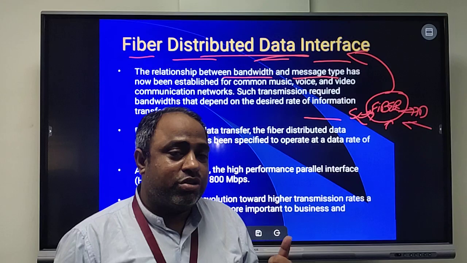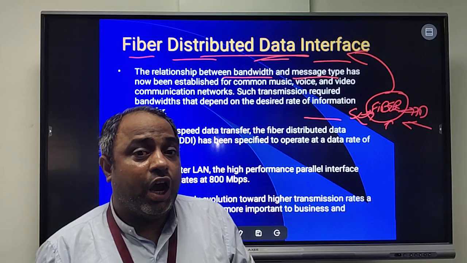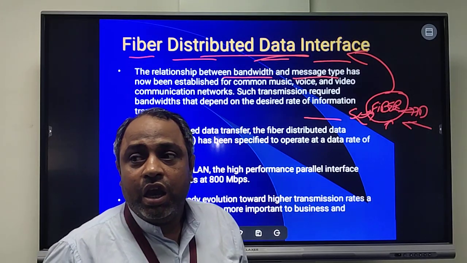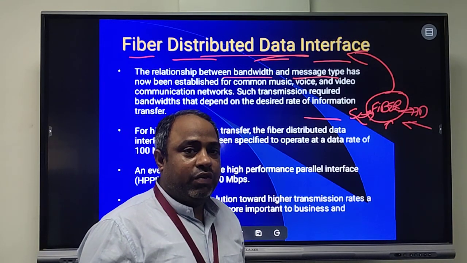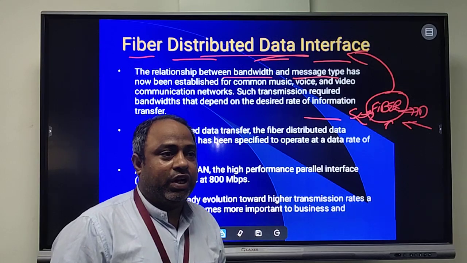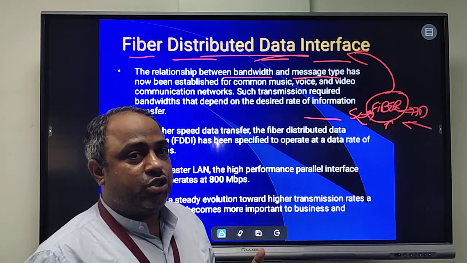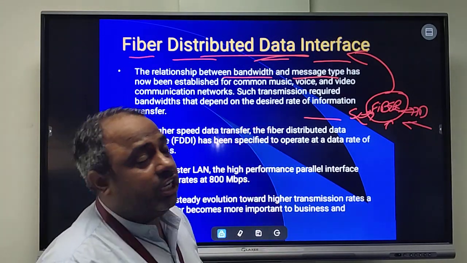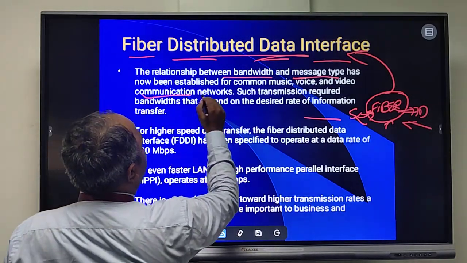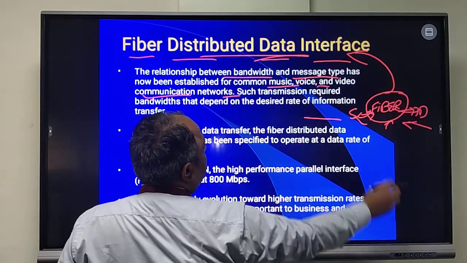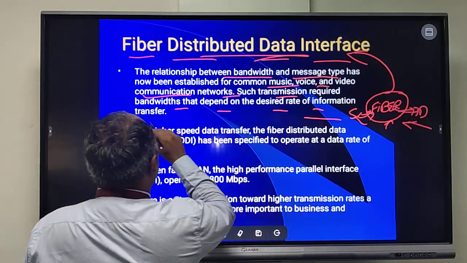So at that time, the source, destination and interface require a data rate, and the efficiency of the data rate matters: how perfectly and how effectively you can share your data is important. If the data is transferred very effectively and efficiently from one side to the other, it is gathered using the data interface. We can use communication networks for such things to be transferred. Such transmission requires bandwidth that depends on the desired rate of information transfer.